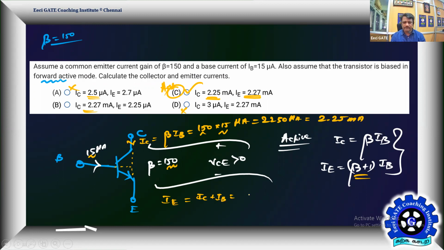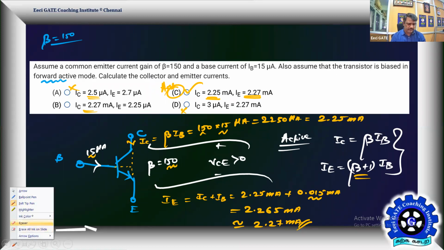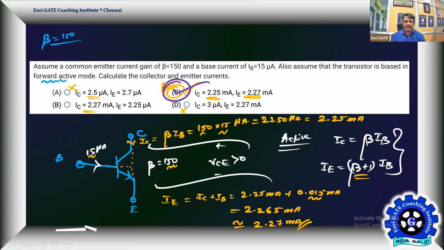What is the collector current? 2.25 milliamps, and put the base current in milliamps: 0.015 milliamps. So the result is going to be 2.265 milliamps, which is rounded off to 2.27 milliamps. Yes, that's correct. C is correct in all aspects. That's a very simple, straightforward problem exploiting the active state of operation of a BJT.